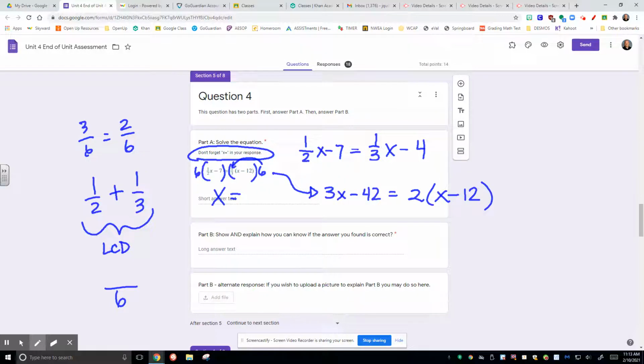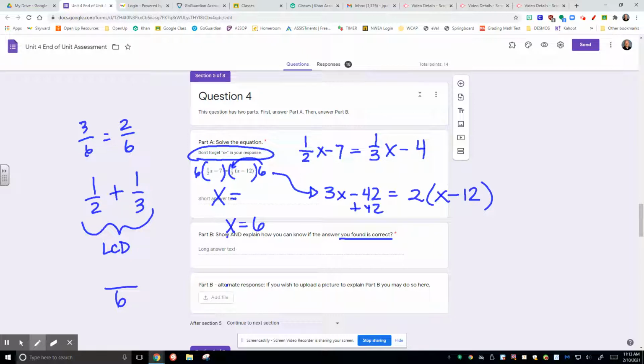Once you're done there, whatever you get for your value, if let's say x is 6, I think x equals 6. What you have to show for me in part B, either in a picture right here or an explanation, is how to verify that your answer is correct. I don't want to see your solution process. I don't want to see you add 42. I don't want to see all that.